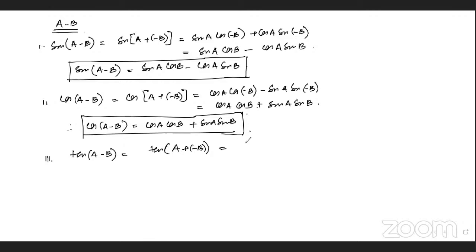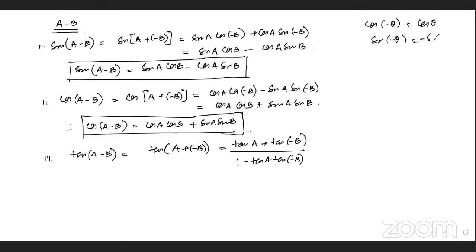And you know what is that? You make use of the first set of identities which we had done in the previous slide for the compound angle A plus B. So it will be tan A plus tan minus B upon 1 minus tan A tan minus B. And yesterday we had already said about this, like cos of minus theta is equal to cos theta, sine of minus theta is equal to minus sine theta.